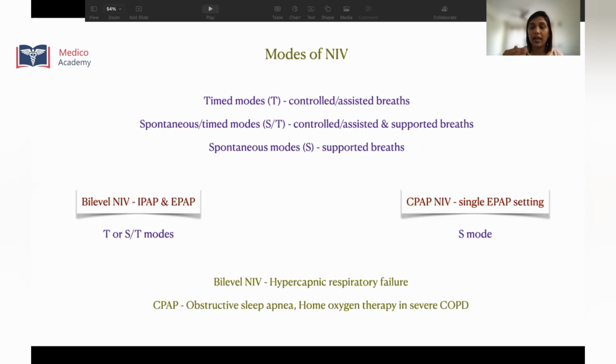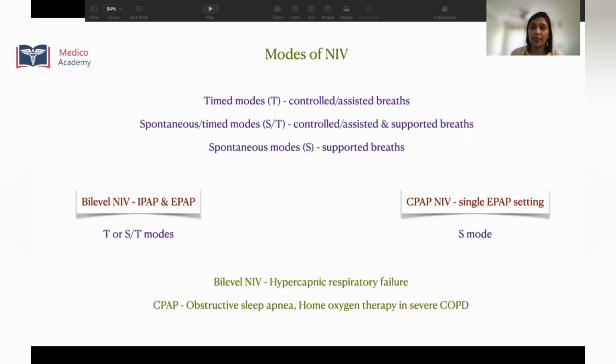As you increase the IPAP, the amount of pressure delivered into the alveoli increases. Hence, the volume delivered into the alveoli increases. Hence, the minute ventilation increases, and thereby there is increased carbon dioxide washout. So, the indication for bilevel NIV is usually hypercapnic respiratory failure.